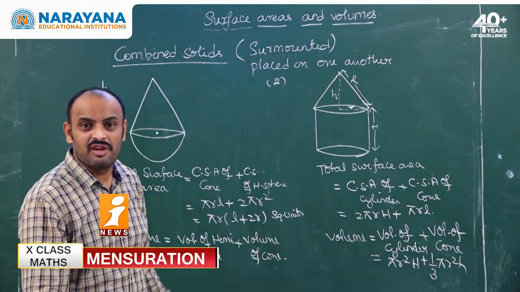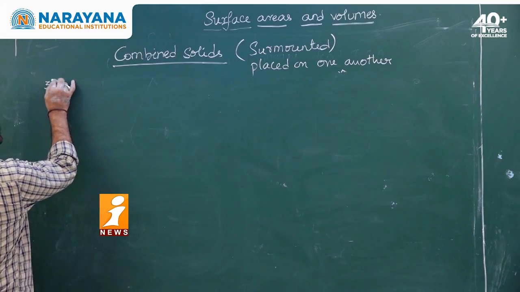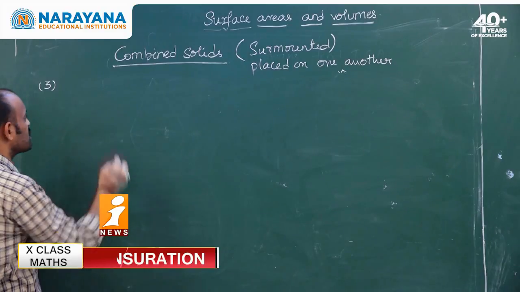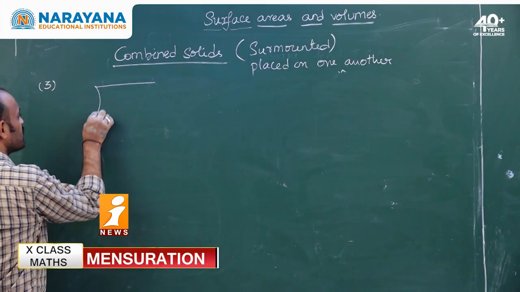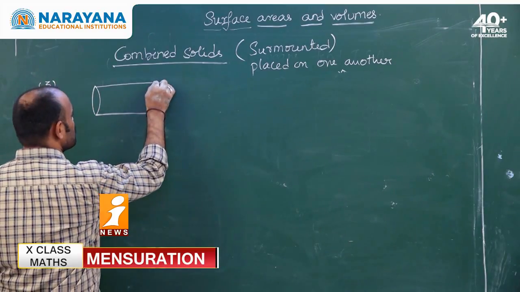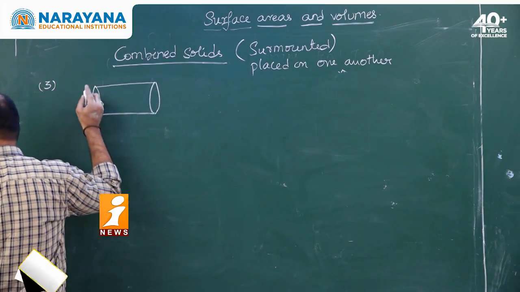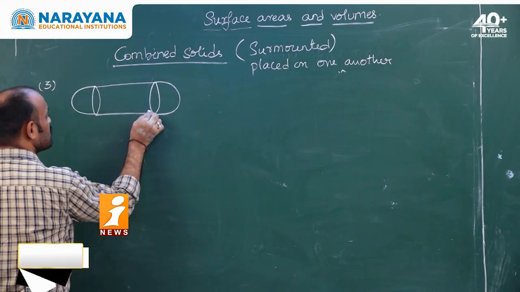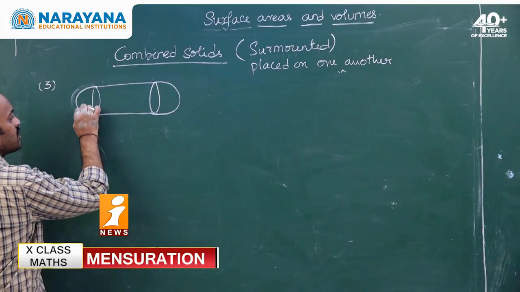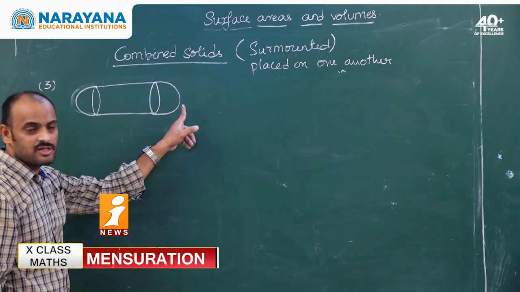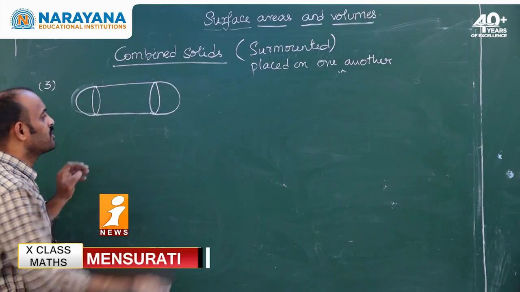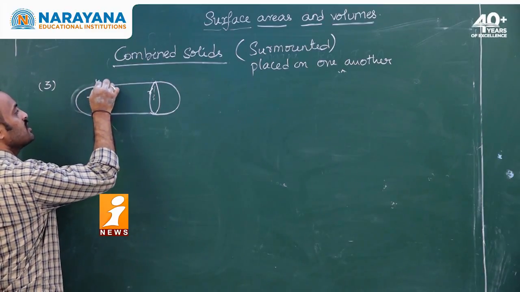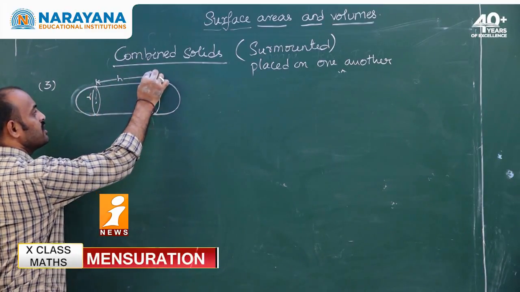Similarly, let's see some of the other combined solids. Here I am going to draw a medicine capsule or gulab jamun. So what is a medicine capsule here? A cylinder with two hemispheres on either side of the cylinder. Here the radius of the hemispheres and the radius of the cylinder are both the same. So this is the height of the cylinder.